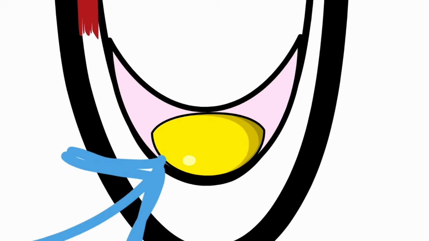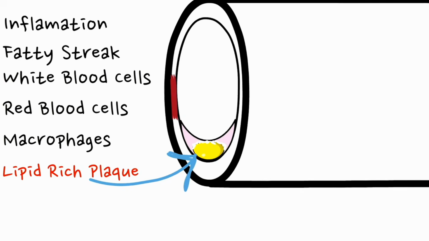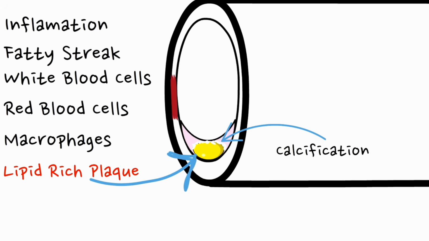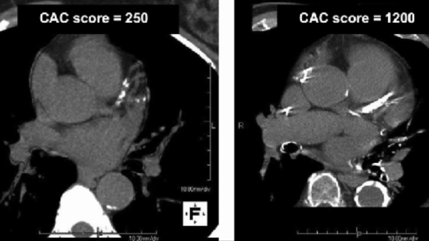This is a very important part to understand, because just because you don't see calcification on your scan doesn't mean you don't have atherosclerosis. It's simply that we cannot visualize this lipid-rich plaque that is yet to calcify. These are pictures of the raw scanning images that we actually see. On the left, a coronary artery calcium score of 0. On the right, a score of 29. Here, we see much more significant coronary calcium scores. On the left, 250, and on the right, 1200.